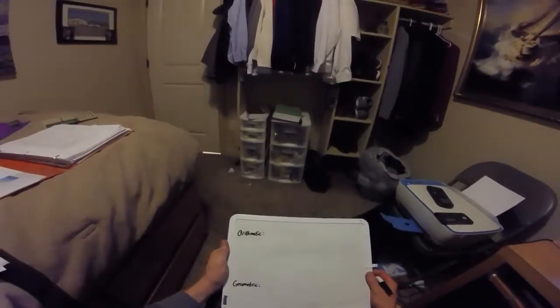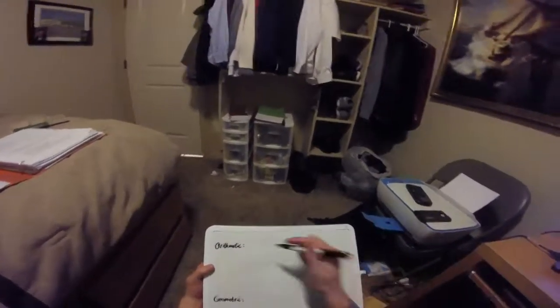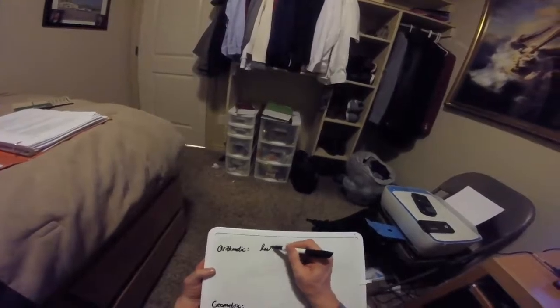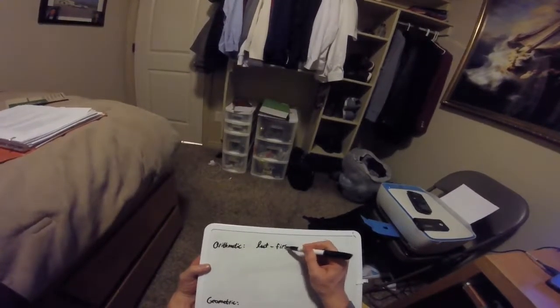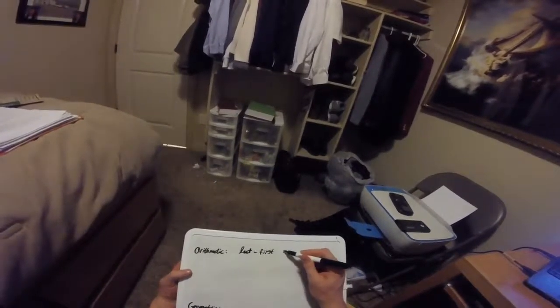Okay, I'm going to go over how to find the number of terms in a geometric and arithmetic sequence. For an arithmetic sequence, all you do is take the last term minus the first term, and then you add 1.